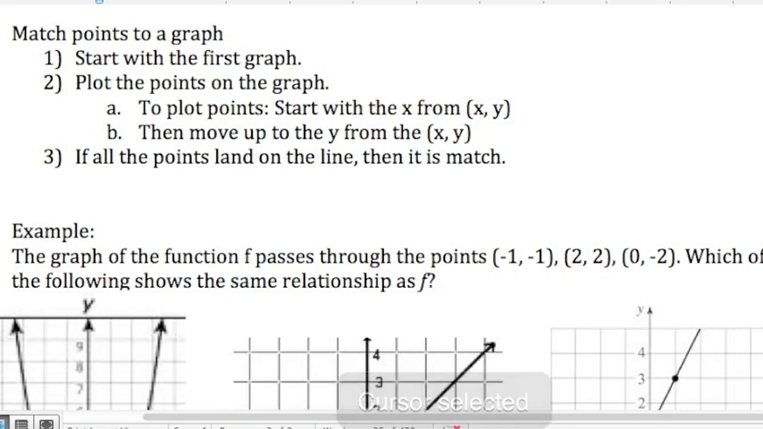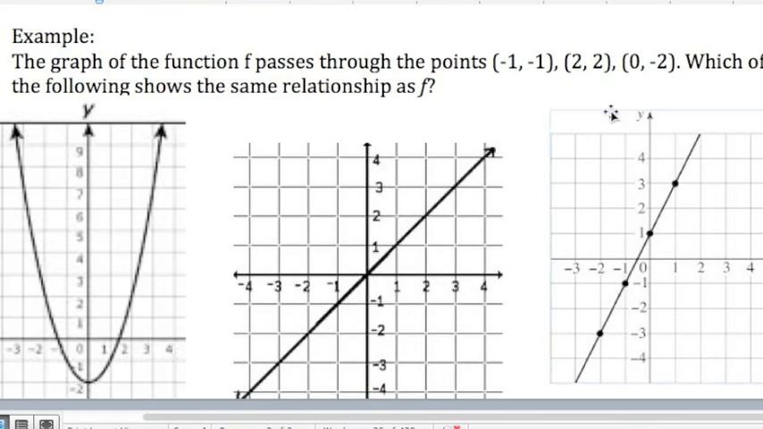We've got these points right here: negative 1, negative 1, 2, 2, 0, negative 2. And let's plot that first point. Our x value is negative 1, so we go over negative 1 on the x-axis. That puts us right about here. And then we move down 1 because y is negative 1 also, and we plot our point. So again, your points are always x and then y. Since x was negative 1, we went to the left 1. Since y was negative 1, we went down 1 and we drew our point.